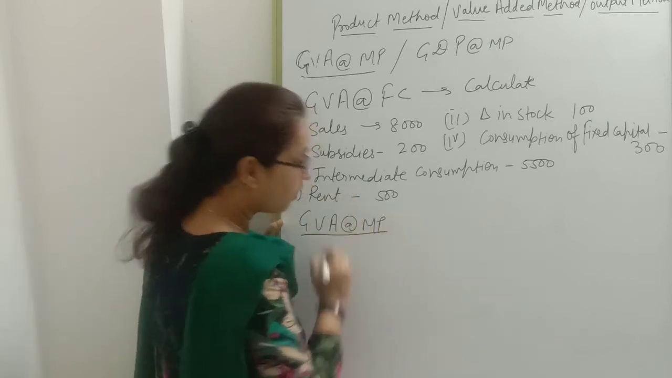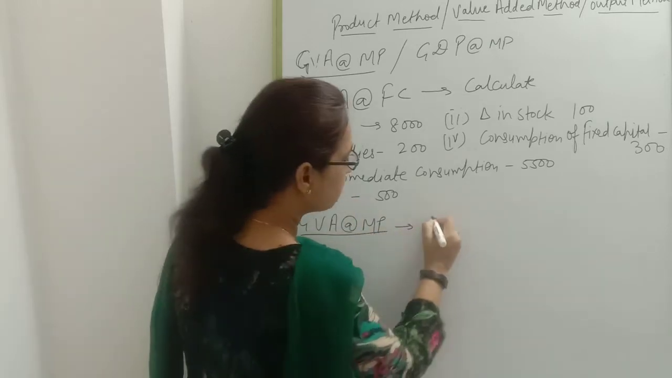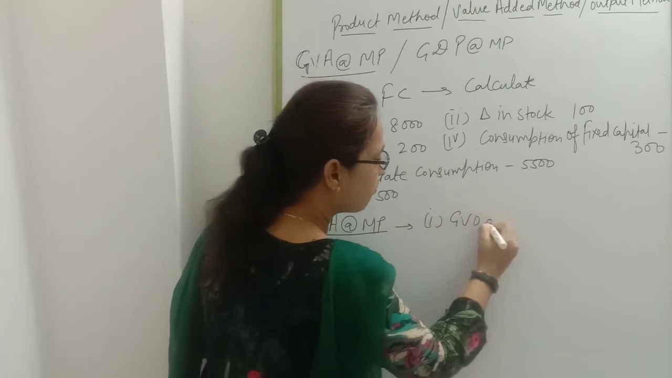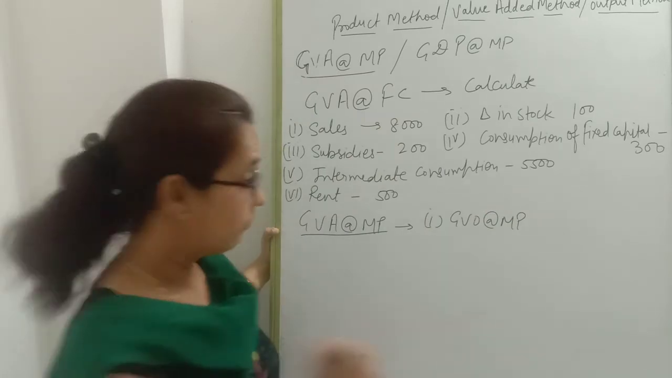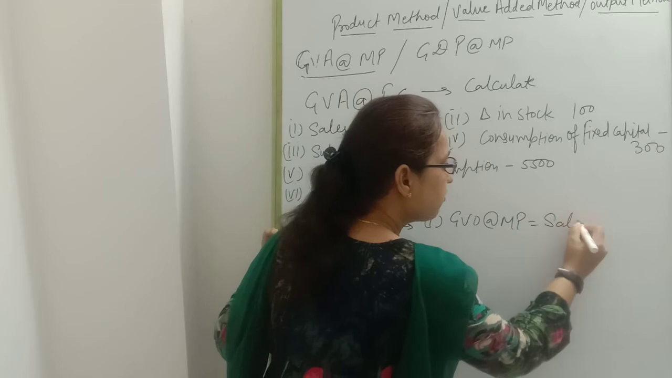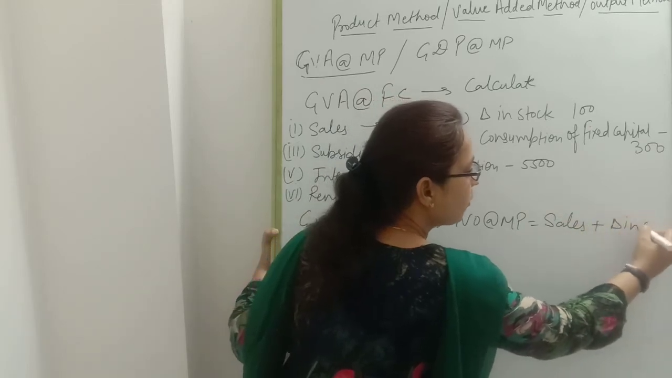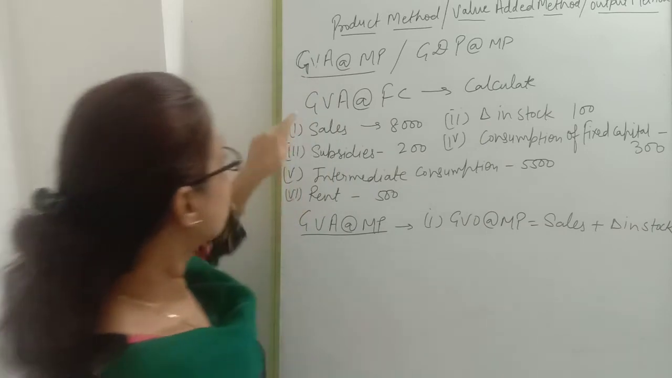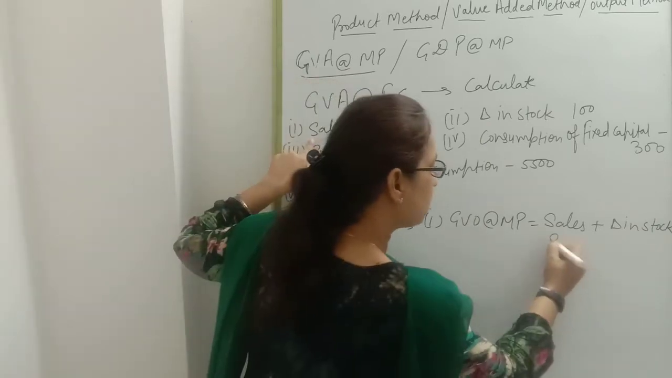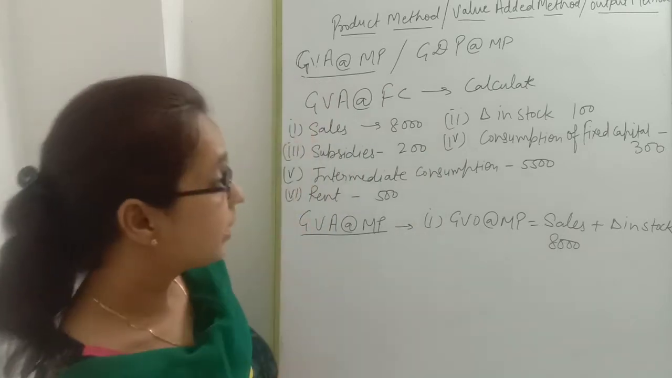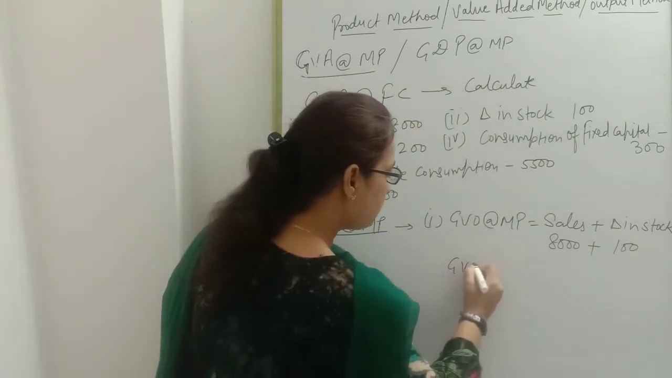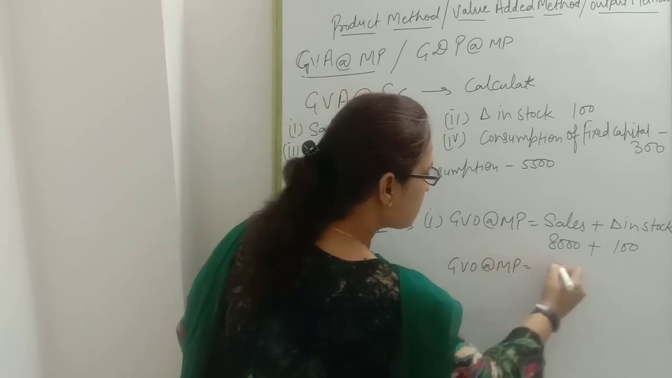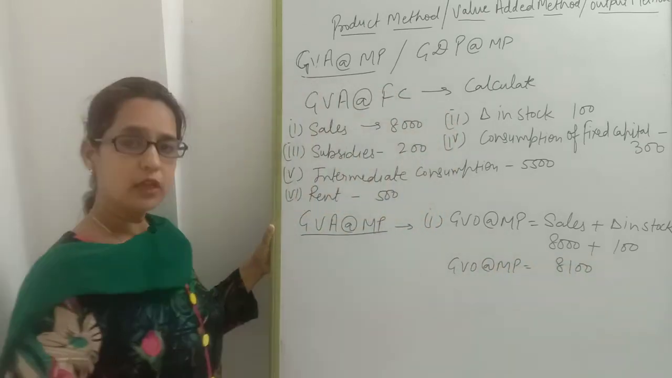For calculating that, first of all we have to calculate GVO at the rate of MP. Gross value of output at the rate of market price, for which I give you the formula: sales plus change in stock. Sales, how much is given in the question? 8,000, plus change in stock, that is 100. GVO at the rate of MP is 8,100. Clear?